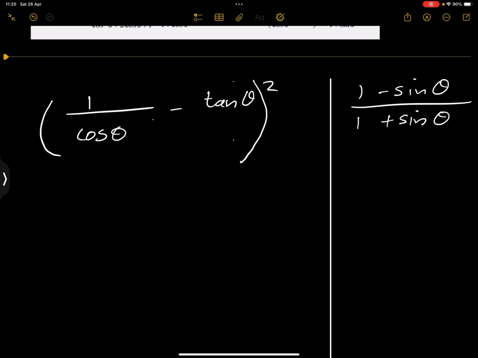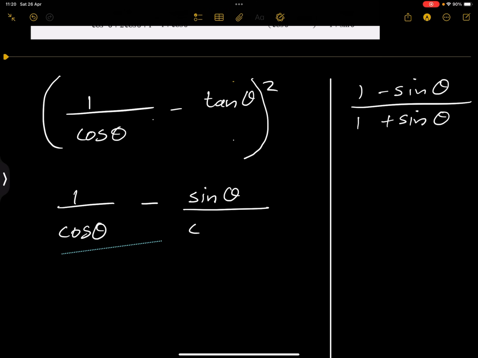Now, ladies and gents, I want us to try this one together. Remember I said to you, we work on the left and the right hand side separately. So firstly, on the left hand side, we have 1 over cos theta minus the tan of theta.